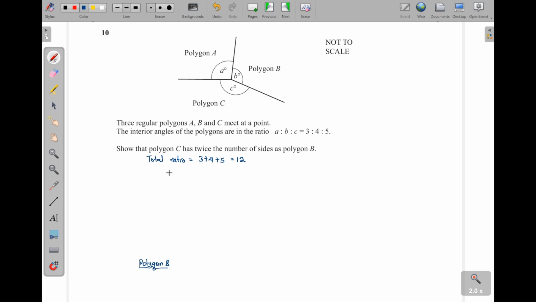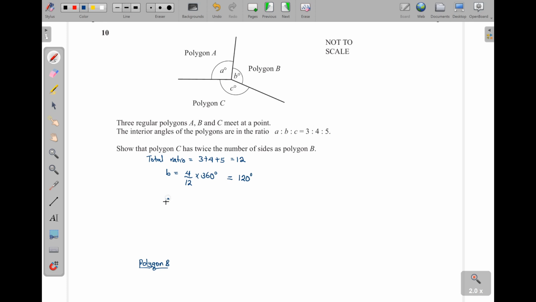Now A, so I'm interested in B and C. B corresponds to the one in the middle, so that would be 4 out of the 12, then times 360. Why? Because all of these ones are angles at a point. Now 12 goes into 36 3 times, so this will be 30. Now 30 times 4, you will get 120 degrees.